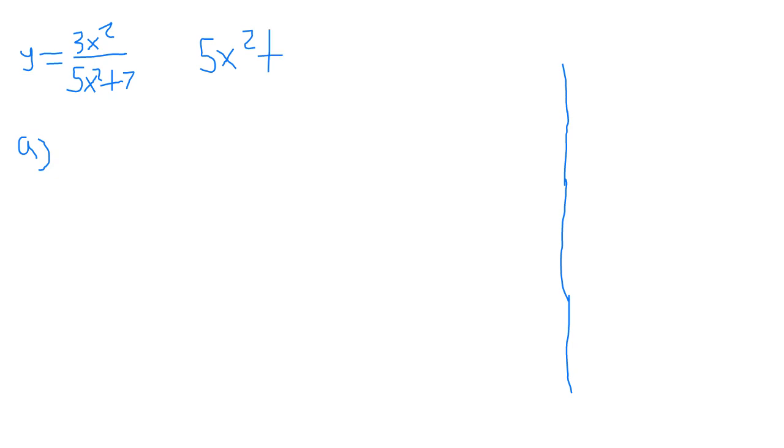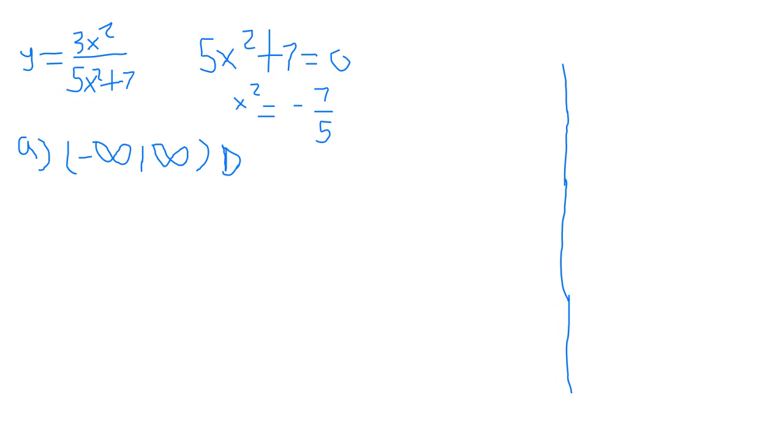Squared plus 7 is equal to 0. Yet when we solve it, we get 5x squared equals negative 7, and then x squared equals negative 7 over 5. You would get imaginary numbers, and that's not in the domain of all real numbers. So based on that, the domain would be negative infinity comma positive infinity. So this is our domain.